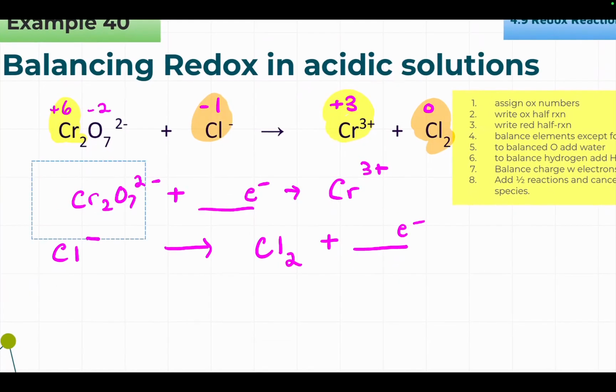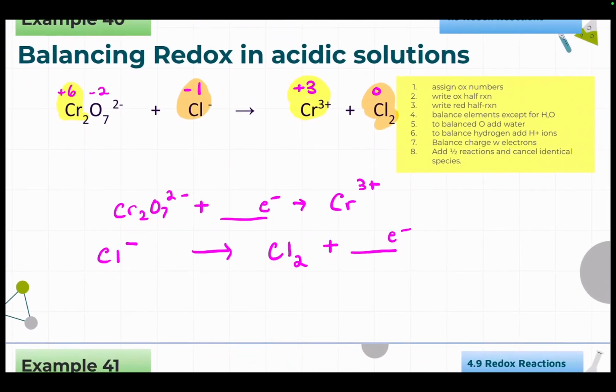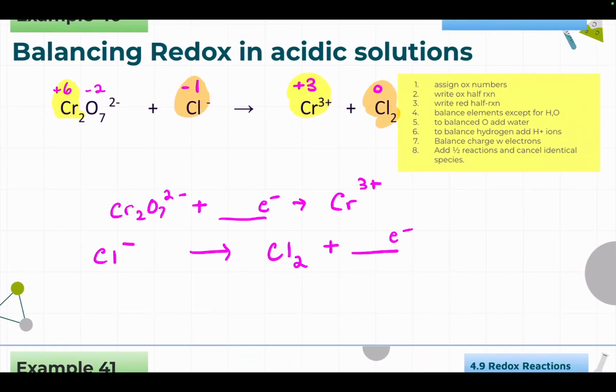So next step, I'm going to bring this down so I have more room, is we're going to balance all of the elements except for oxygen. So what I mean by that is like I want to have 2 chromiums on both sides and 2 chlorines on both sides. So now we're going to deal with the oxygen. So you can see this reaction has oxygen and then there's no oxygen on the product side. What we do is then we add the water back in. So I would need 7 water molecules.